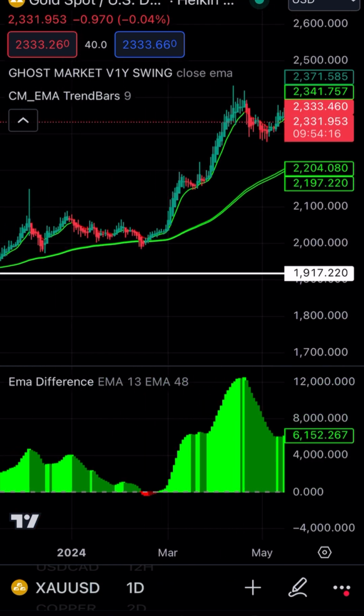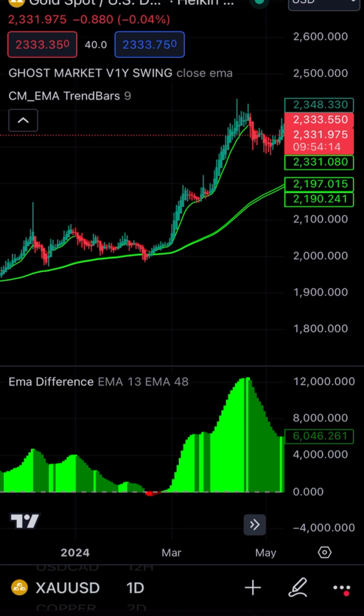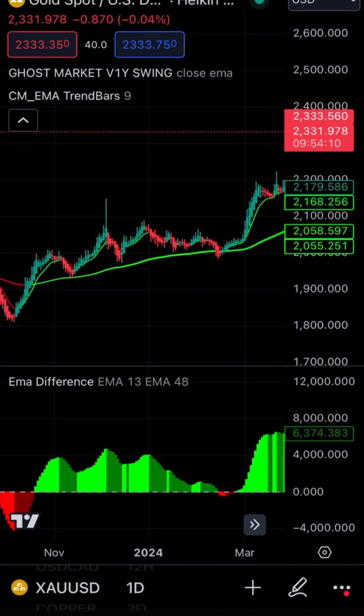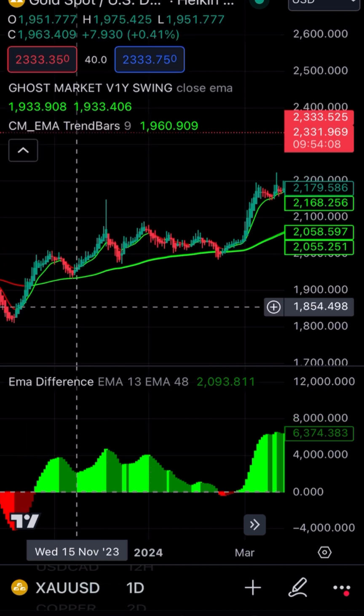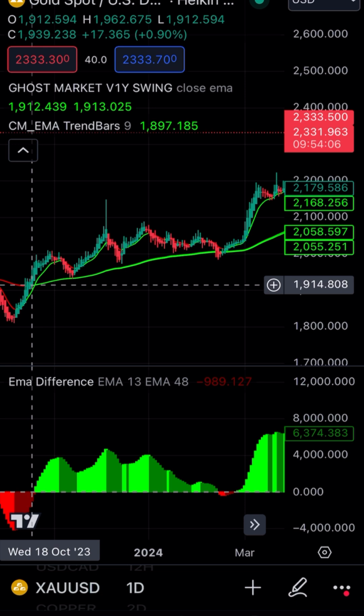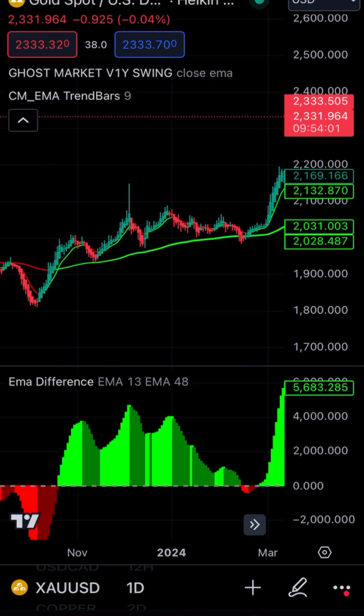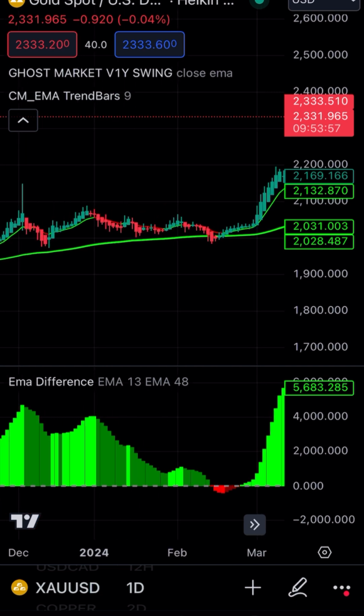If you draw a line where it crosses, usually it does not come back to that point for a very long time. So this is why this is such a powerful strategy. So from the cross, let's just say that you missed this cross right here. The next point of you getting into trades is looking at your EMA difference, which is the 1348.